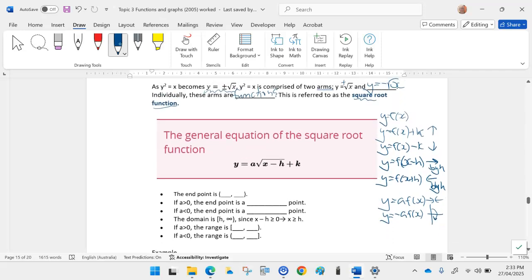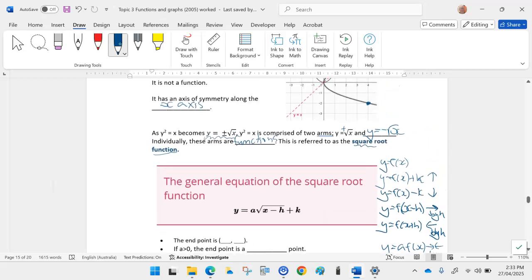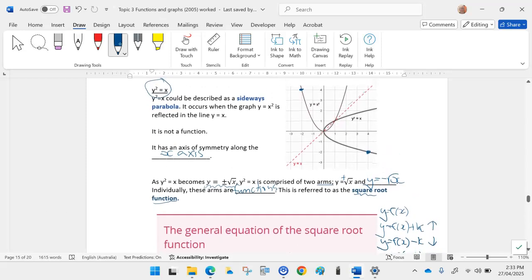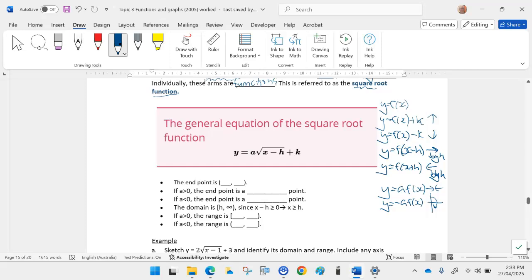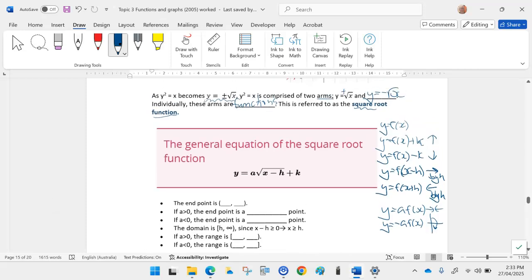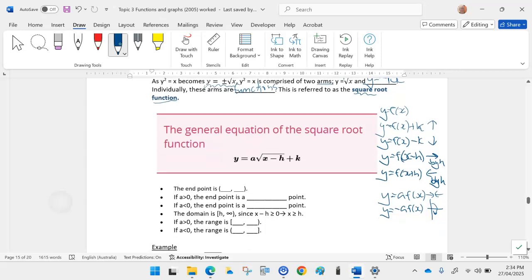Now, we refer to the point at which your square root function starts as the end point. In this example up here, both arms of y is equal to the square root of x, positive or negative, both start at the point 0, 0. So we refer to that 0, 0 as the end point. But if I plus h, or minus h inside the square root, or plus k, it's going to shift around. The end point will be at the point h, k.